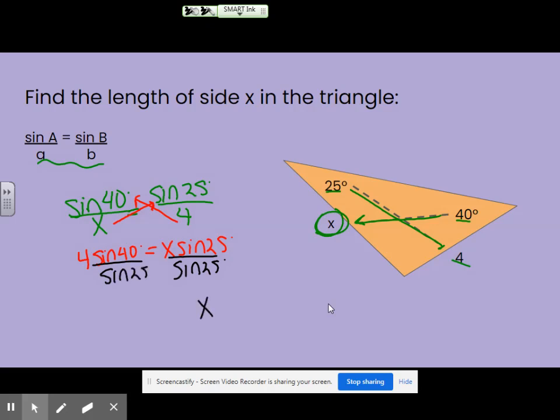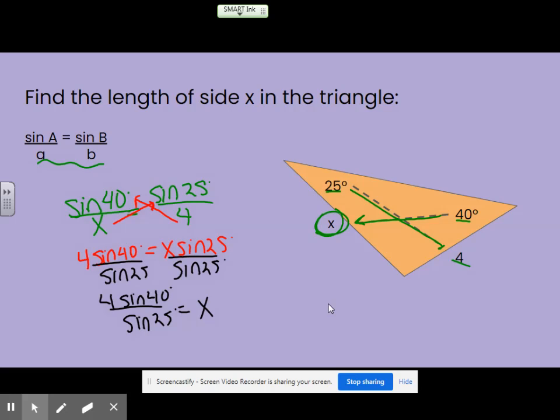What do I get? X equals 4 sine 40 degrees over sine 25 degrees. Now that's great, but that doesn't really tell me much about a side length, right? I wouldn't say, oh, my shoe size is 4 sine 40 degrees over sine 25 degrees. It doesn't make sense.